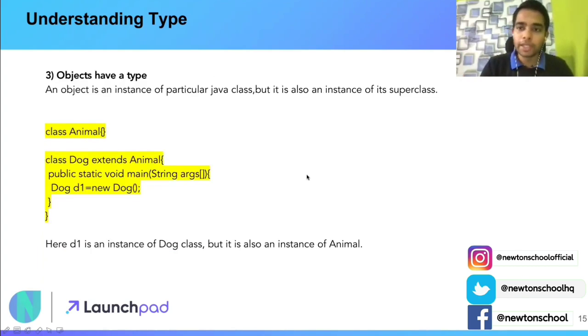Last but the most important, objects. Objects are an instance of a particular Java class, but also an instance of its superclass. That has to be differentiated about the type. Take an example. I have a parent class Animal, then I have a child class Dog, which extends my parent class Animal. In the main function, I define Dog d1 = new Dog(). If you observe carefully, d1 is an instance of the Dog class because I defined it as Dog d1 = new Dog(), but it is also an instance of Animal. That differentiation, that allocation of its type, if it is done at compile time, is called static binding. If it is done at runtime, it is called dynamic binding.